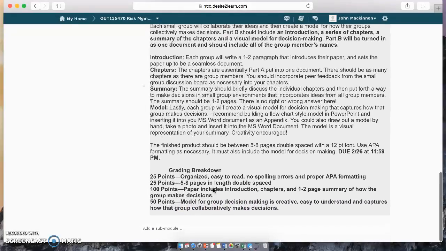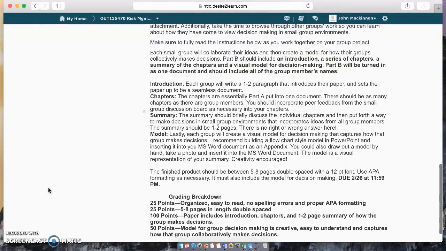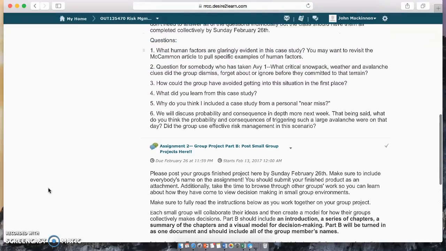Just scroll down here, the grading breakdown should be organized. It should be about 5 to 8 pages. Realistically, though, you only need to write a few more pages because part A is going to be the meat of it. So you need to write a 1 to 2 paragraph introduction and a 1 to 2 page summary, and then that model. So really, it's more of a group processing assignment than creating new content. So please make sure you read this and submit it. It is due on Sunday.